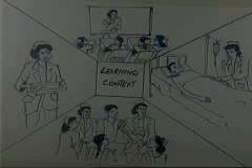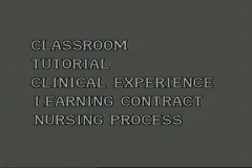Now let us examine the various steps used in writing instructional objectives. One of the first steps in writing objectives is to find the context of learning experience. By context of learning experience, I mean, is it a classroom, or is it a tutorial, is it a clinical experience, or learning contract, or nursing process. Now in each of these contexts, our teaching will be different because our instructional objectives will be different.